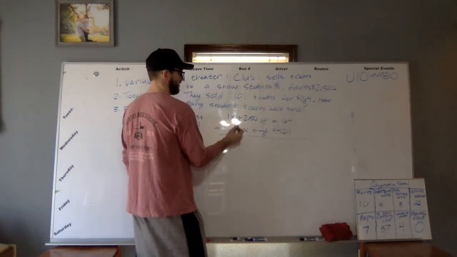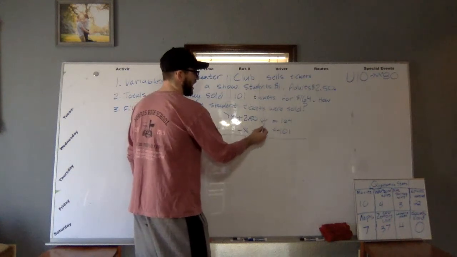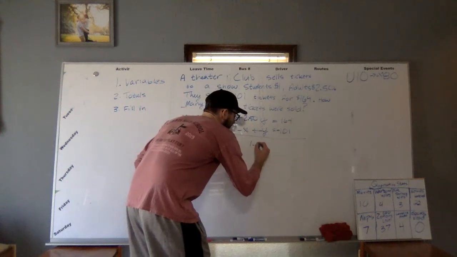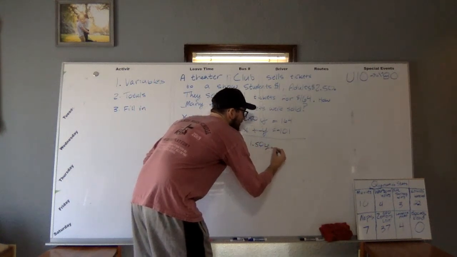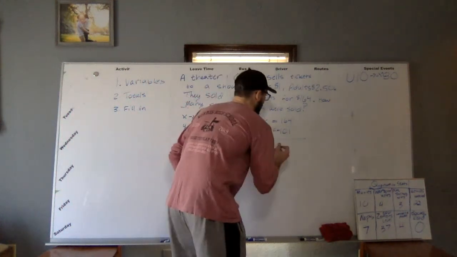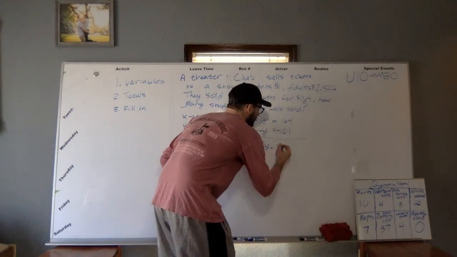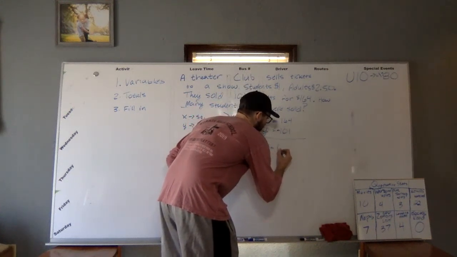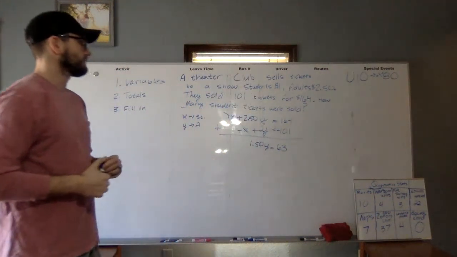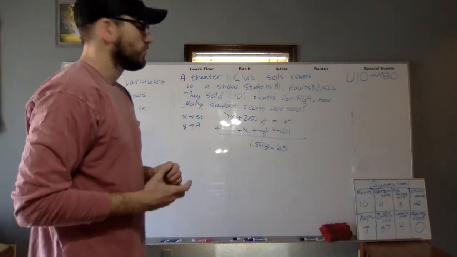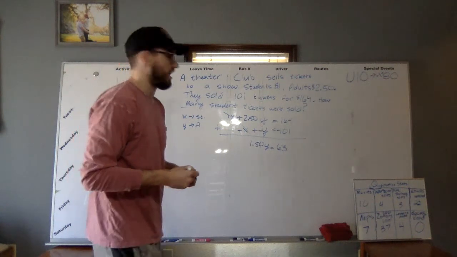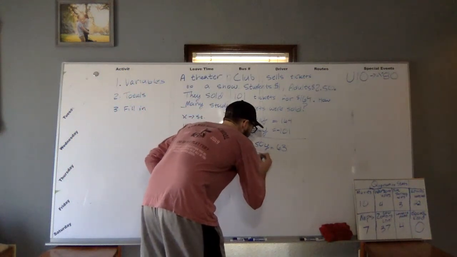When I go to add, 1x and negative x cancels. 2.50y minus y, so minus 1y, is 1.50y. And I take away 101 from 164, which leaves me with a total of, it looks like, 63. So now, when I divide that, I divide 63 by 1.50, I should get my answer.